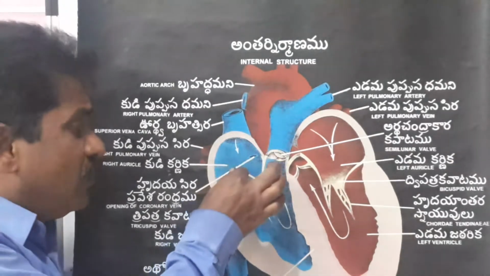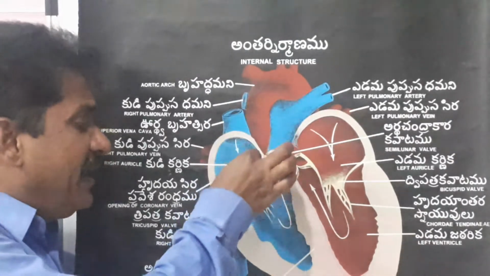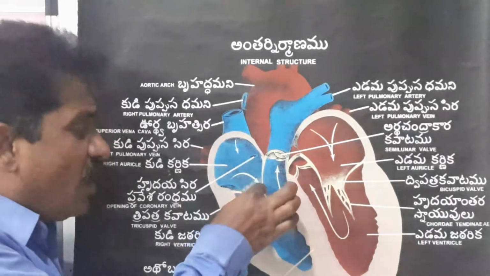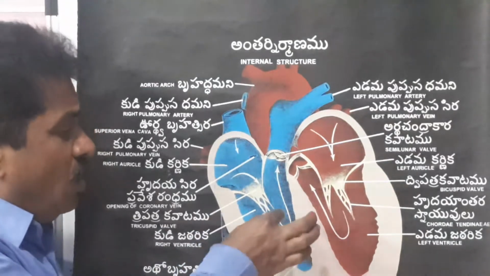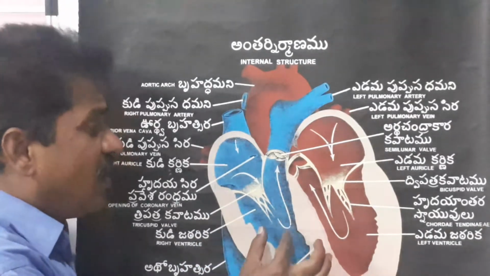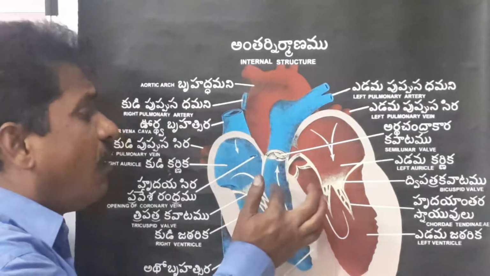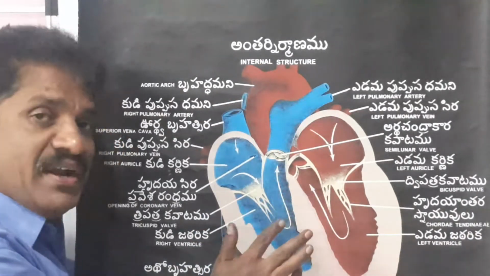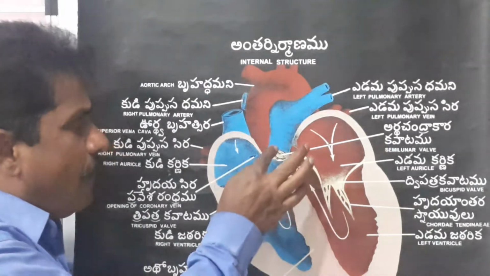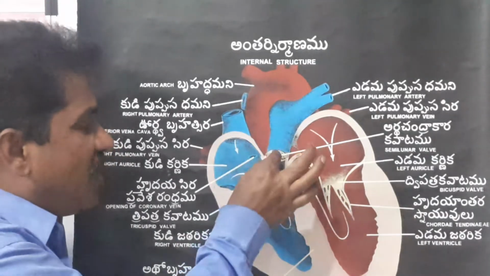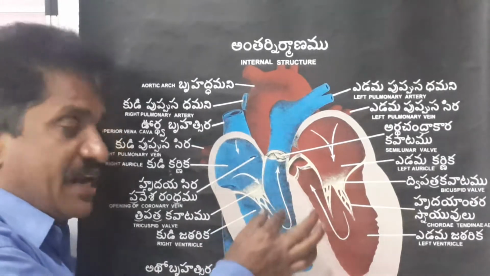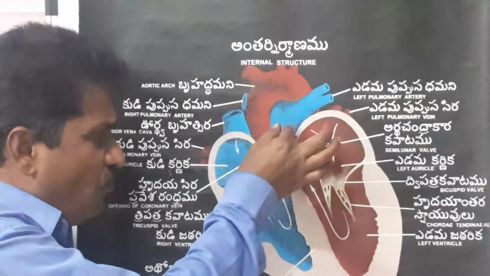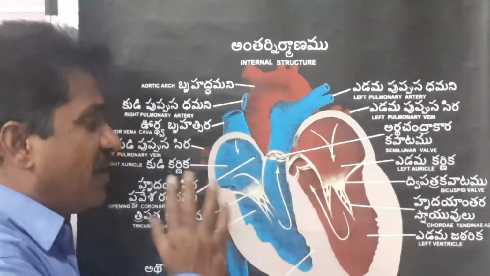From right atrium, deoxygenated blood enters into right ventricle through right auriculoventricular aperture. From right ventricle, pulmonary artery is originated. In between the right ventricle and pulmonary artery, pulmonary valves are there. These pulmonary valves allow flow of blood from right ventricle to pulmonary artery. Does not allow flow from pulmonary artery to right ventricle.